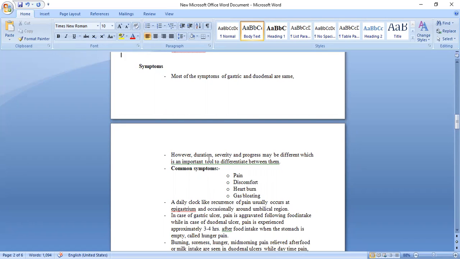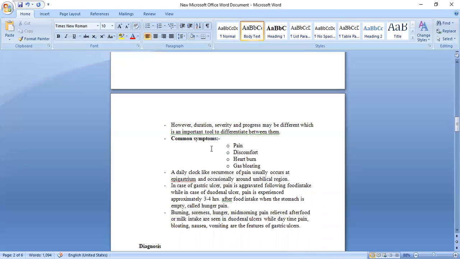Okay, so what is the main differentiation? That is the duration and severity of the symptoms. Progression may be different, which is an important tool of differentiation. We will see the differentiation lastly. What are the common symptoms? That is pain, discomfort, heartburn, gas, bloating.